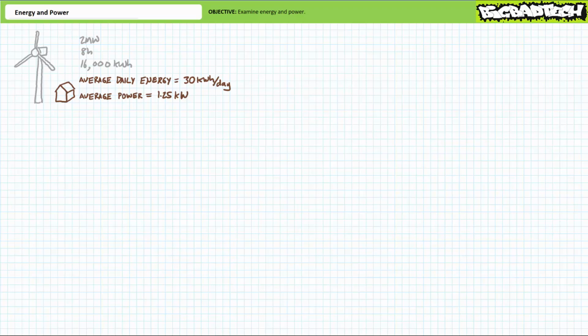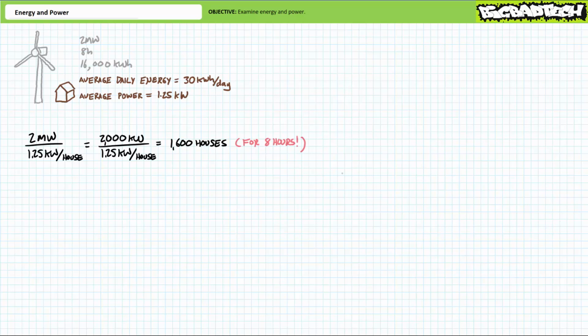Given the original phrasing of this question, let's answer this question. How many houses can a 2 megawatt turbine power, given an average power consumption of 1.25 kilowatts each? This 2 megawatt turbine could theoretically power 2 megawatts, or 2,000 kilowatts, divided by 1.25 kilowatts per house, or 1,600 houses. Or can it? You'll note a major flaw in this assumption.